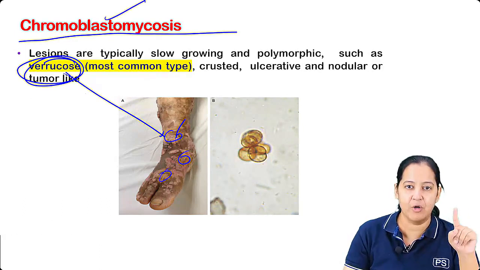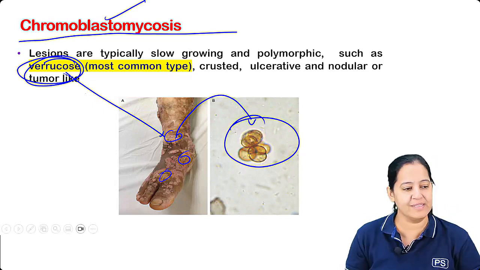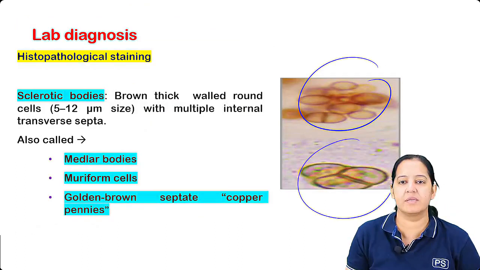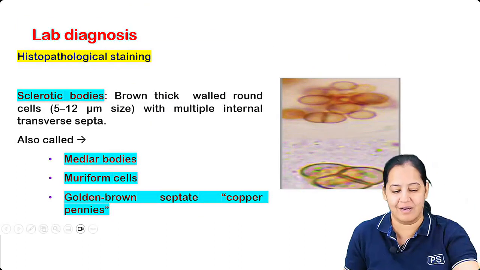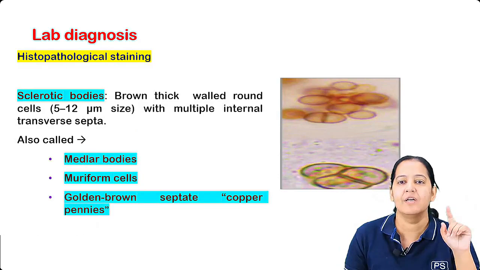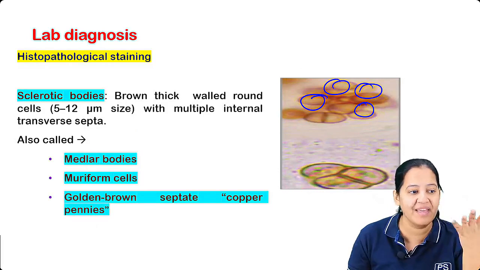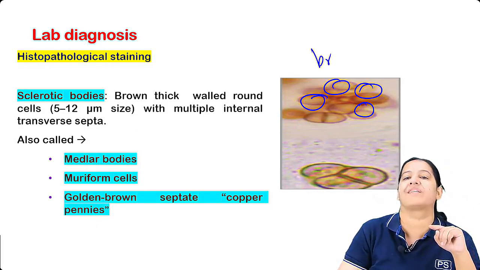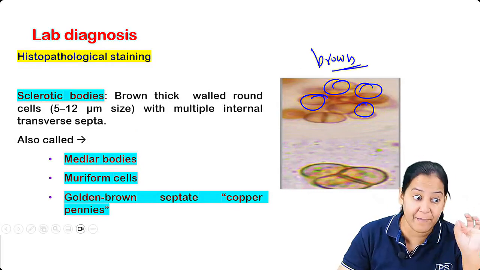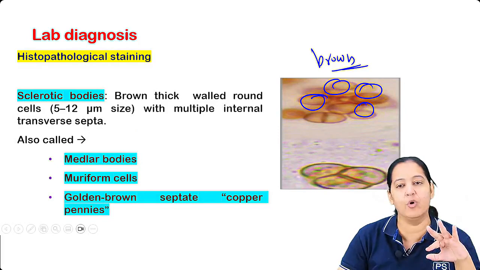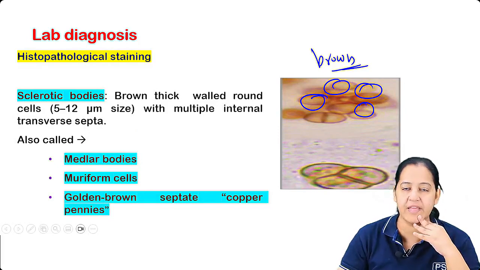If you take the biopsy, you will get this. What is this? See the diagram. You will say, ma'am, I can see circles. So what are these circles? Yes, these are all budding yeast. But the point is that they are brown in color. They have a brown pigment in them, that's why they look brown.